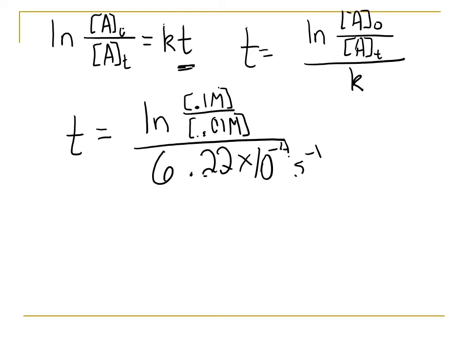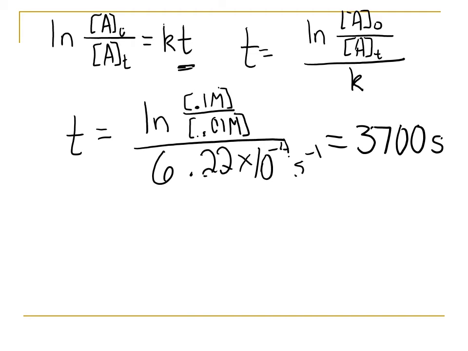Now, whenever you plug this all in, you should end up with something like 3,700, assuming that my math is right. Units on this, the molarities have canceled. That's seconds to the negative 1 because it's on the denominator. It comes to the top. If you want to see how to kind of switch those units around, let me know later. It's going to be in seconds, 3,700 seconds.